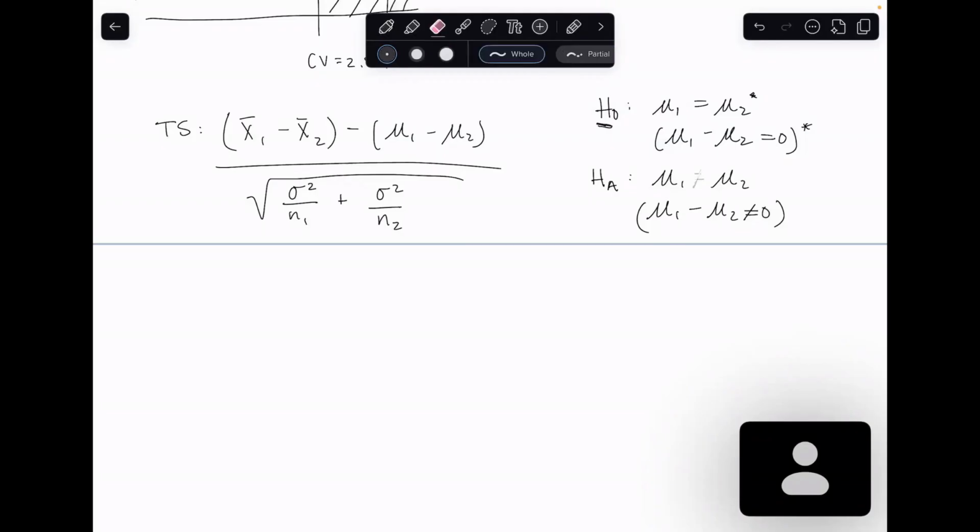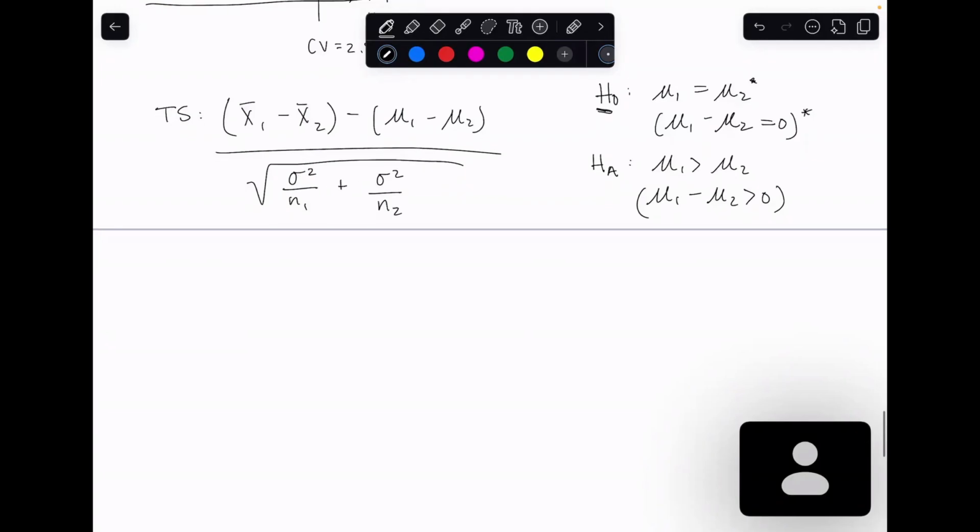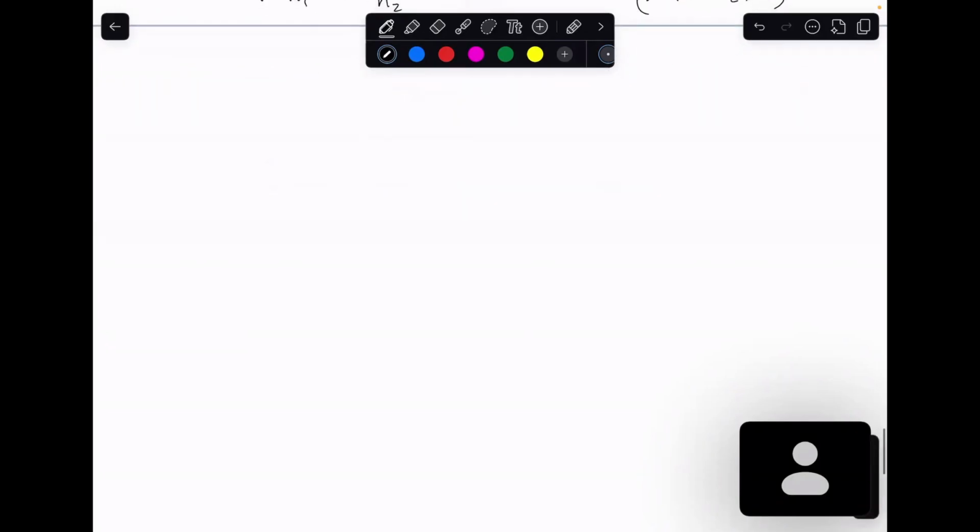Or if we're doing a one-sided test, it might be like this: mu1 minus mu2 is greater than 0, which would imply that mu1 is greater than mu2. So it just depends on what test we're doing. So that's how you can do a difference in means. Okay, moving on to proportions.